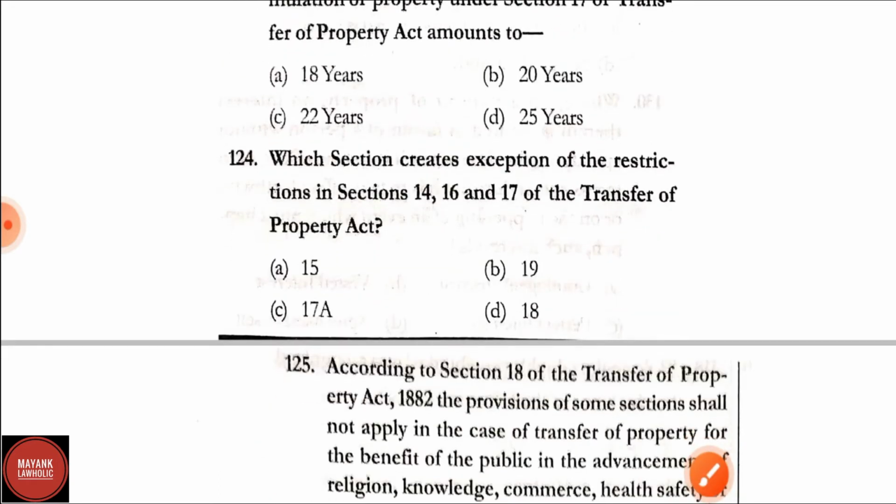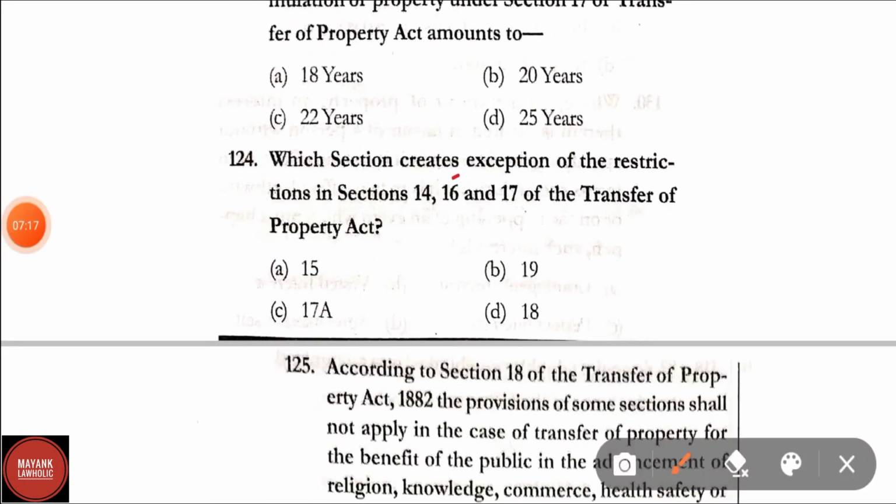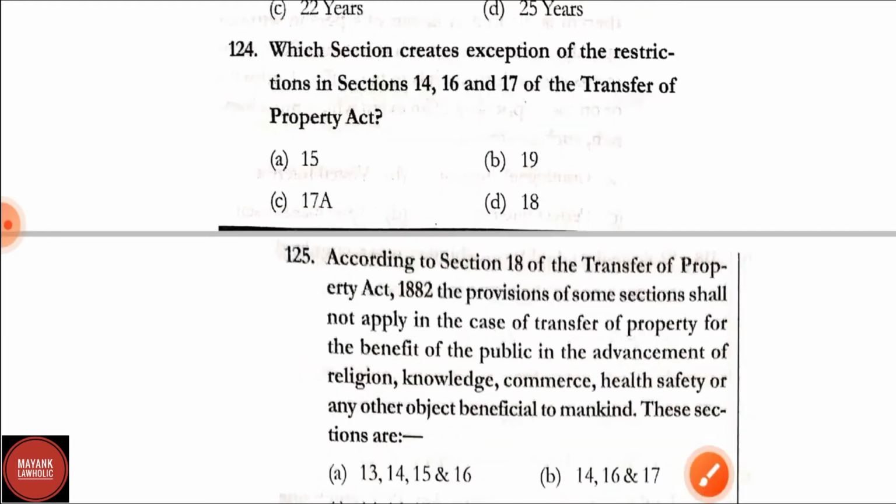Question number 124. Which section creates an exception to the restriction of sections 14, 16, 17 of TPA? Options are section 15, section 19, section 17A, section 18. Correct answer is section 18, that is option D.